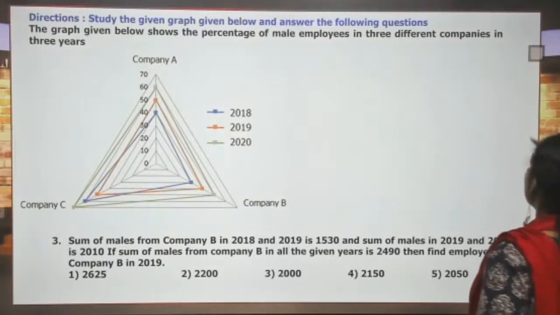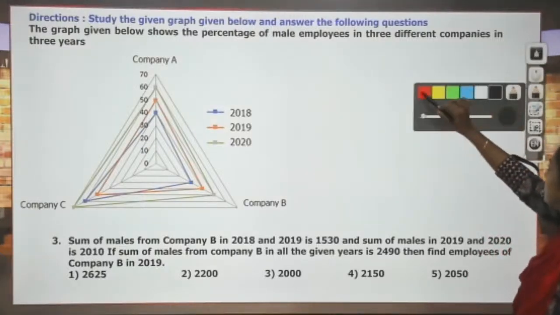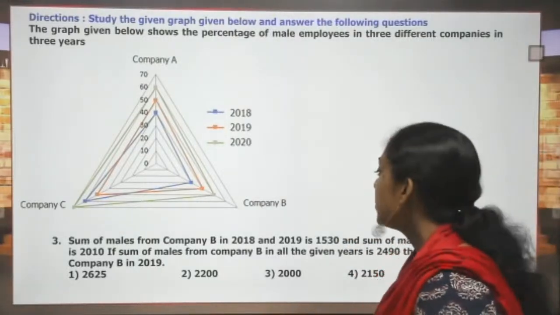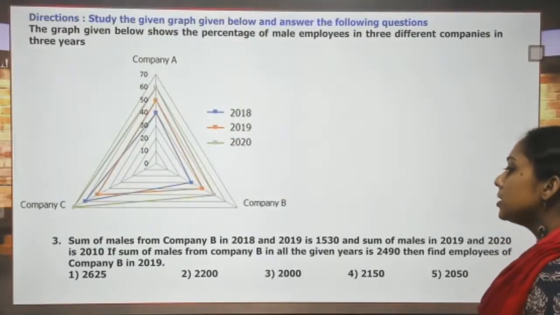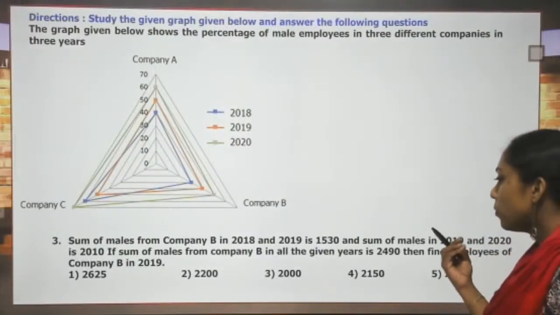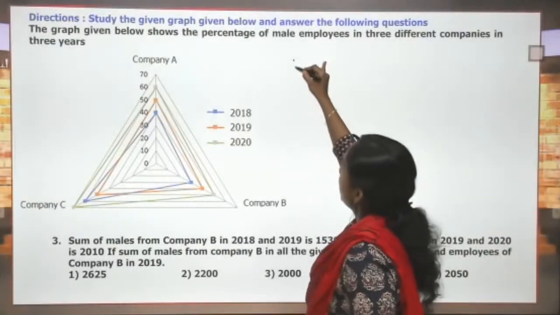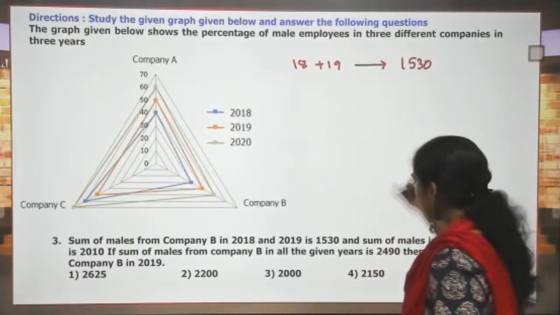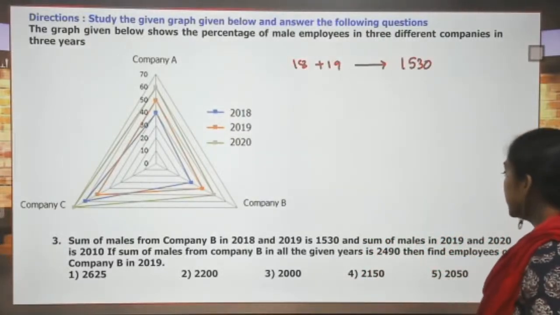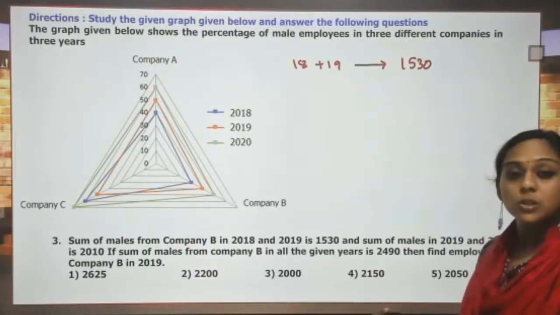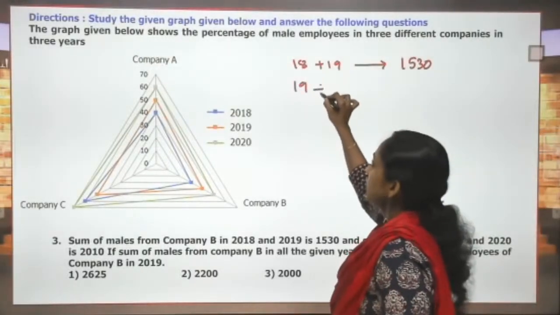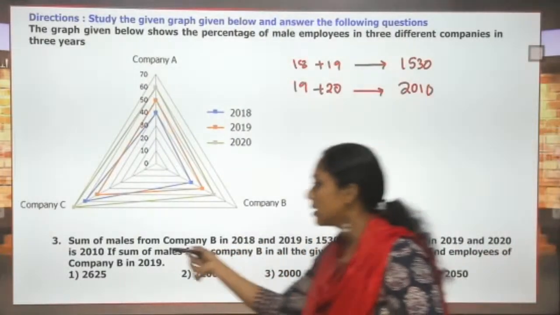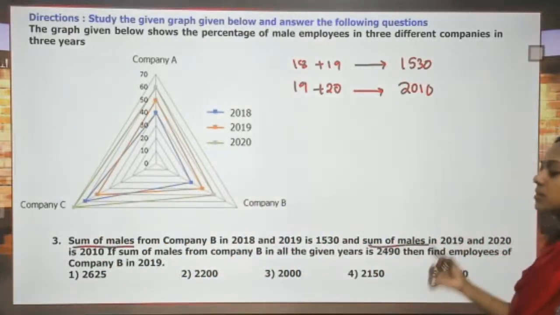Okay, so I am going to explain the third question. See what is given. The sum of males from company B in 2018 and 2019 is 1530. So 18 plus 19 is given as 1530. The sum of the males in 2019 and 20 is 2010. So 19 plus 20 is given as 2010. What is this total? It's given as a sum of males. In both places it is a sum of males.